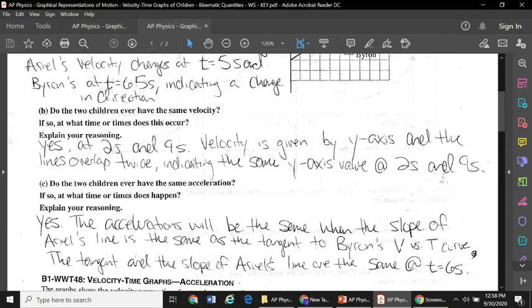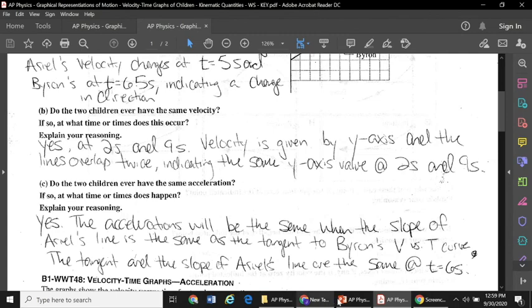The accelerations will be the same when the slope of Ariel's line is the same as the tangent line to Byron's V versus T curve. And the tangent line and the slope of Ariel's line have the same slope at time t equals 6 seconds. It's a little tricky when there are curves instead of just a straight line, but it's important to remember whenever you have a curve, all you have to do is think about the slope of a line that would be drawn tangent to the curve at that point.